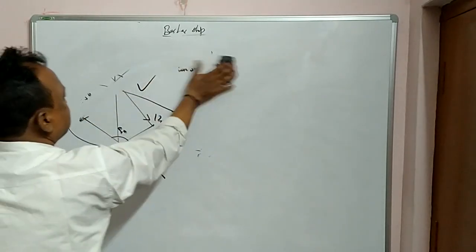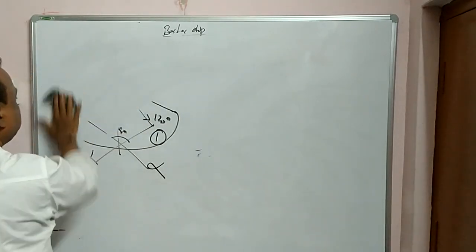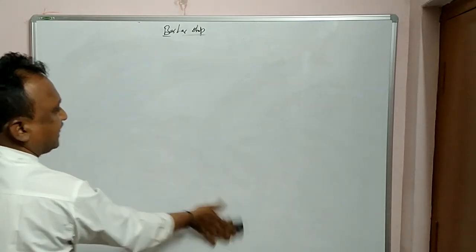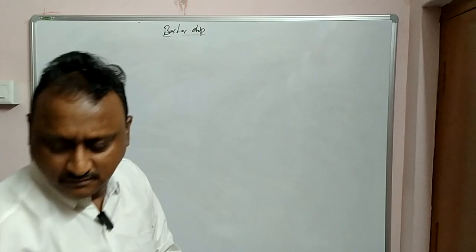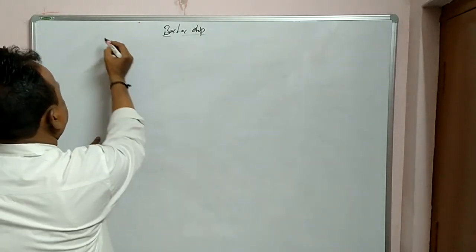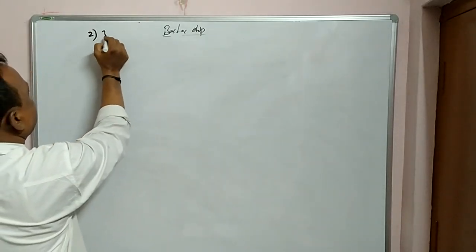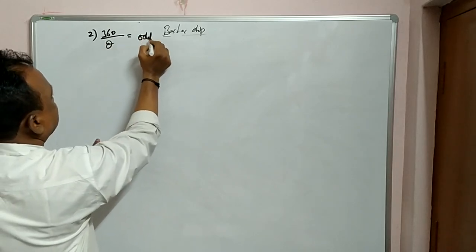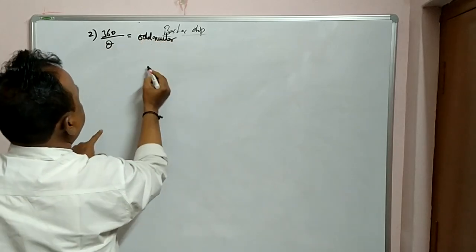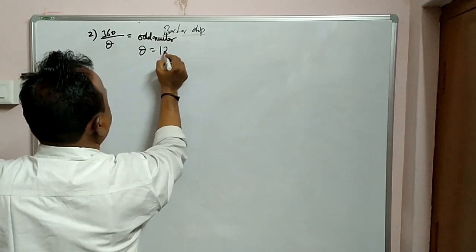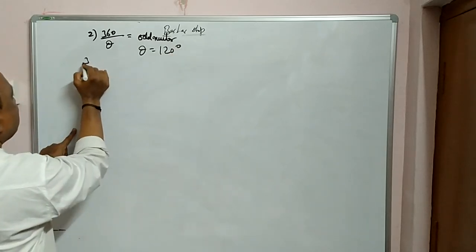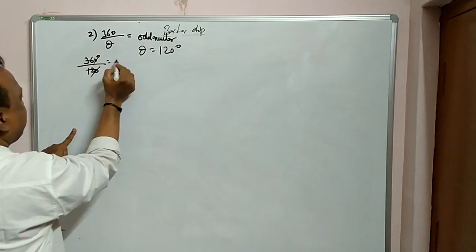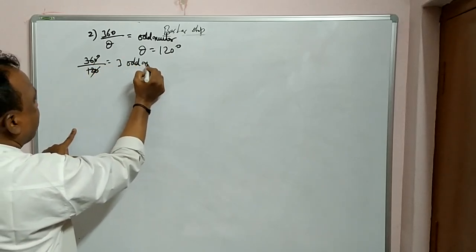Okay, now let us go for odd number. Let's try odd number. That is, if 360 by theta happens to be an odd number, for example theta I will take as 120 degrees. So 360 by 120 is 3, you can see it is an odd number.